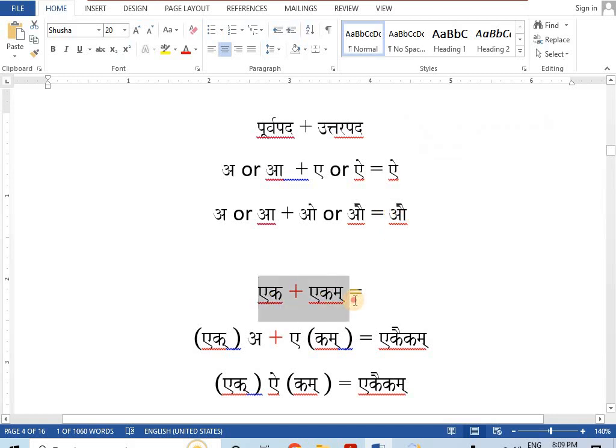Example, Eka plus Ekam. Eka ends with A, Ekam starts with A, so A and A both are joined as I. Just like a math sum, I have elaborated here so you would understand it easily. O plus I, Aikam. Okay, and you will get this material, students, for your reference. Now let us see one example of O also.